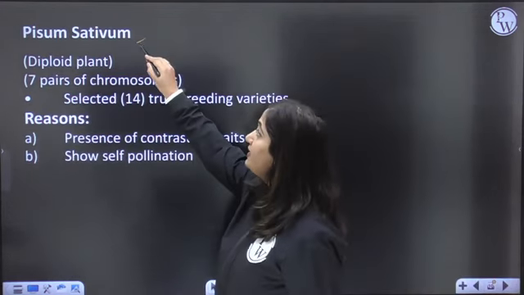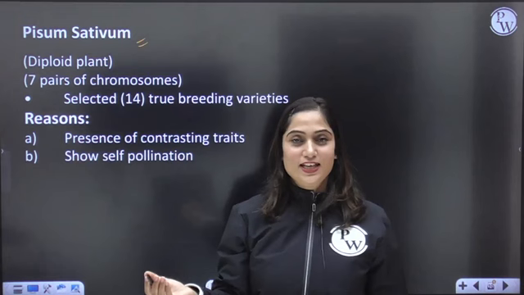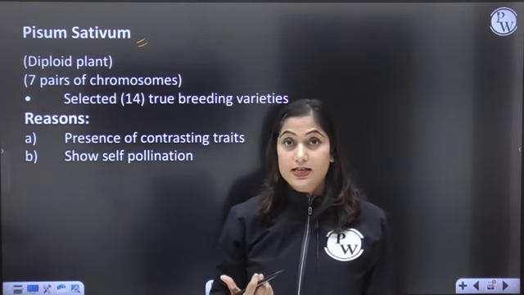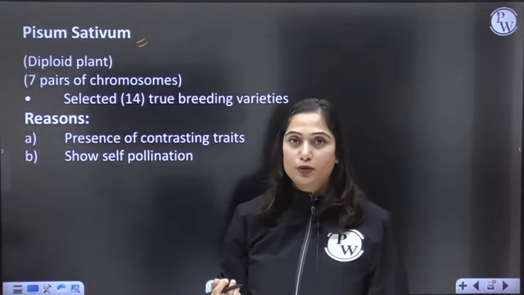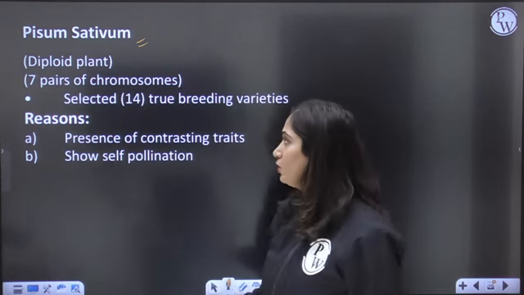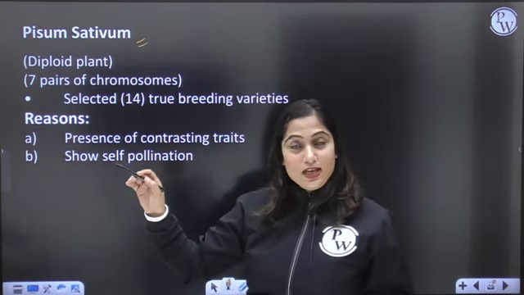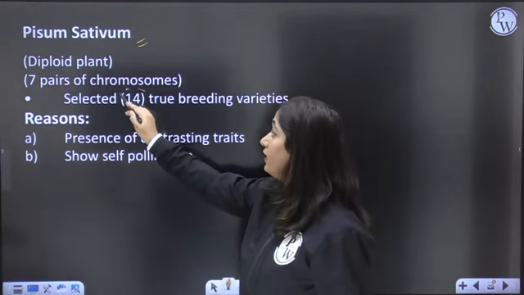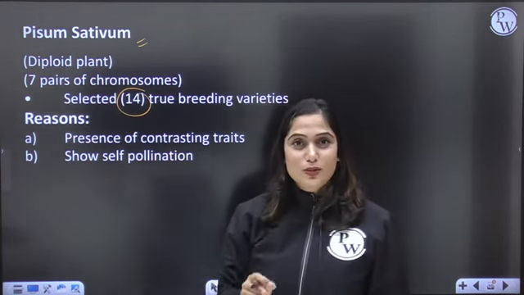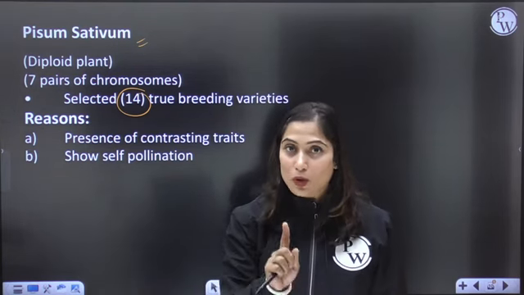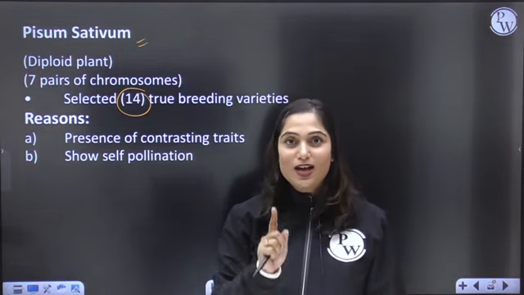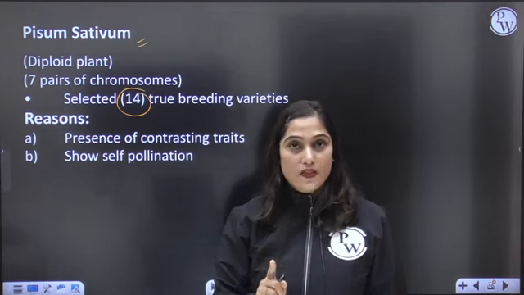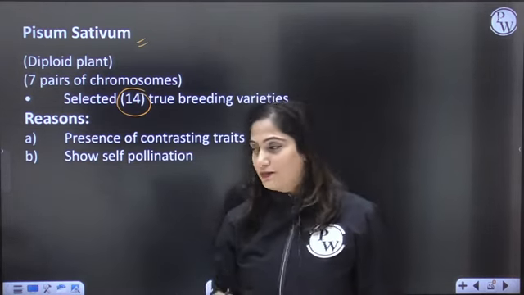Now, Pisum sativum, garden pea, is also a diploid plant like us, and it has 7 pairs of chromosomes, that is 14 chromosomes. And how many true breeding varieties did Mendel select for his experiment? 14. Remember this, 14 true breeding varieties. And now you know what is a true breeding variety or a pure line? Homozygous individual, whether dominant or recessive.